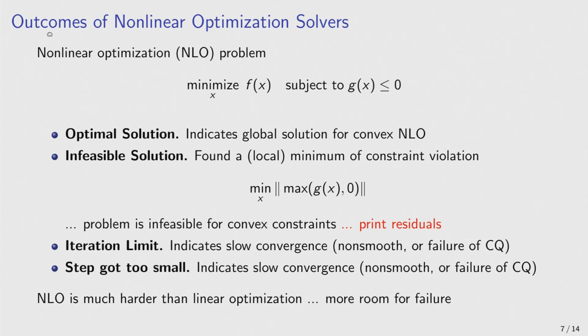It could also be that the constraint qualification fails. I didn't tell you what a constraint qualification is, but somebody asked yesterday, so I put it in there. So that's not a good outcome. What you can do in that case is try a different solver. Different solvers work differently. And the last one also indicates slow convergence. Step got too small. That usually means that something is going on in the workings inside the solver, and it starts to fail to make progress.